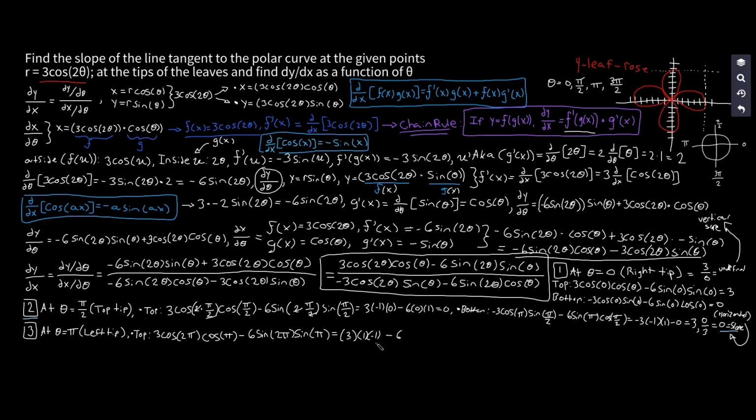So it's just going to be, well, 6 times 0 is 0. So this is just going to be 0. Well, that means that we're going to have -3. All right. Well, let's do the bottom.